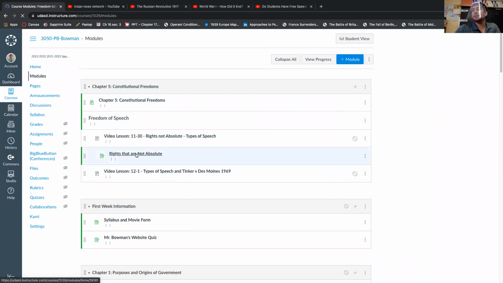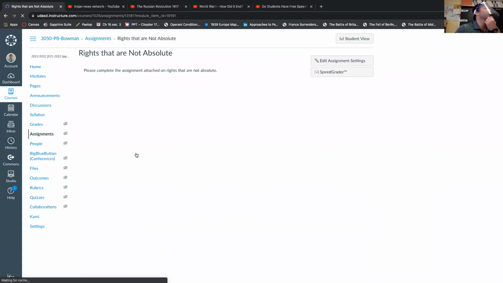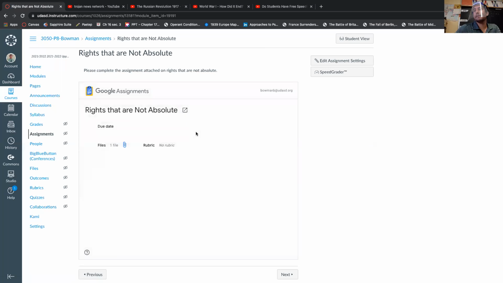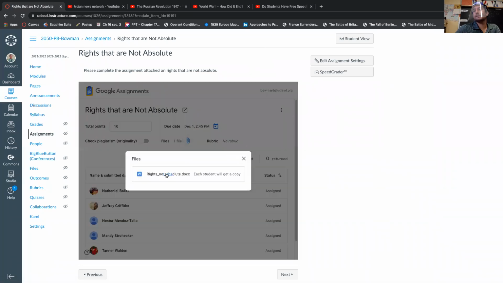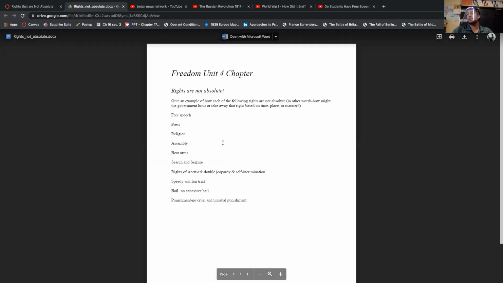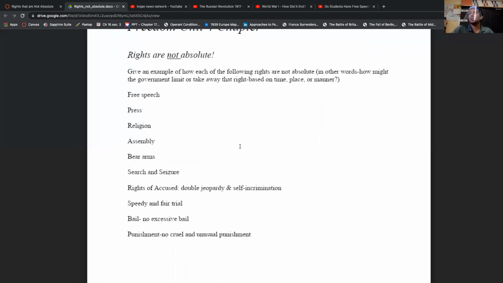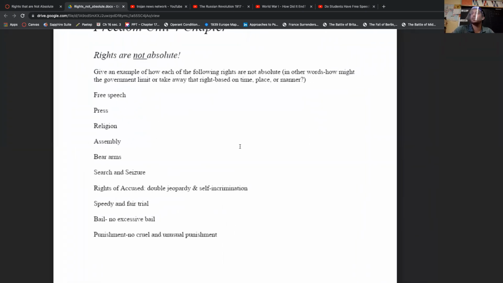So this is what it looks like. Rights that are not absolute. Click right there. So what we're going to be doing, it's really detailing about the First Amendment and more, obviously, but give an example of how each of the following rights are not absolute. In other words, how might the government limit or take away that right based on time, place, or manner? So you're going to go through the list here.